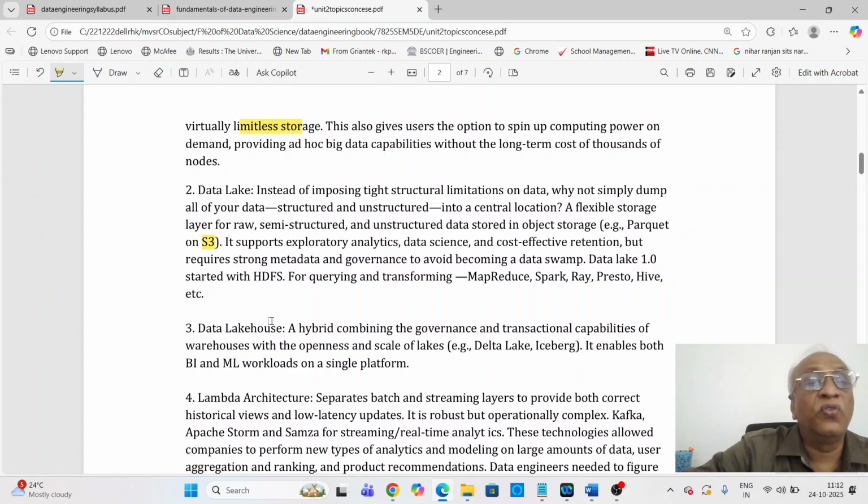And you know the long form of S3, Simple Storage Service, right? So what a data lake supports is exploratory analytics, data science, and cost-effective retention. It requires strong metadata governance to avoid a data swamp. Data lake started with HDFS, and here for querying and transforming, it used MapReduce or Spark, Ray, Presto, Hive.